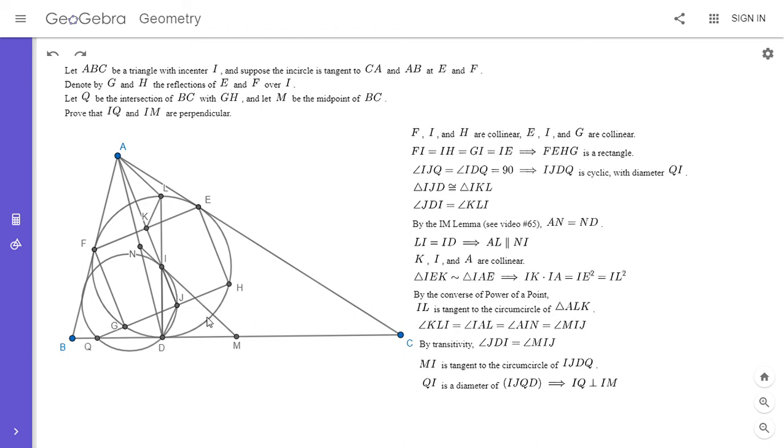So I moved fairly fast in explaining this solution, but once you know that the key step is to use the IM lemma, a lot of it is just angle chasing and doing calculations, which don't take a whole lot of cleverness. So I would say that the main clever step is using the IM lemma, and maybe also showing that AL is parallel to IM. And after that, it's not as hard.